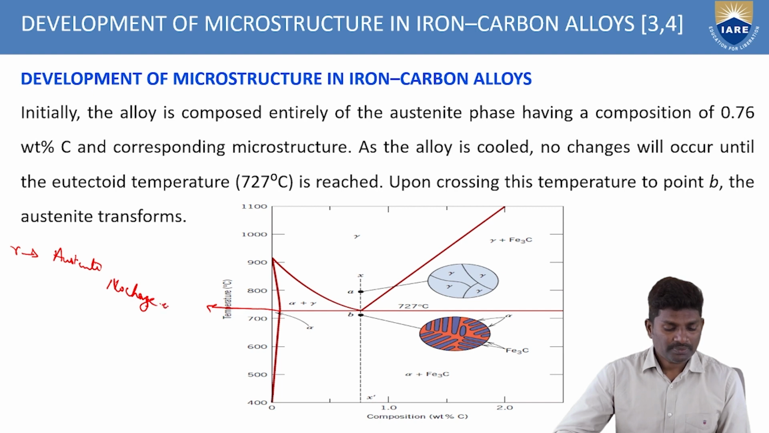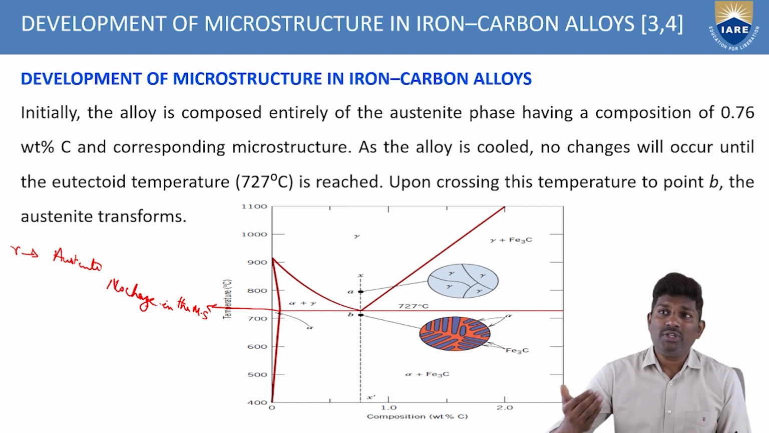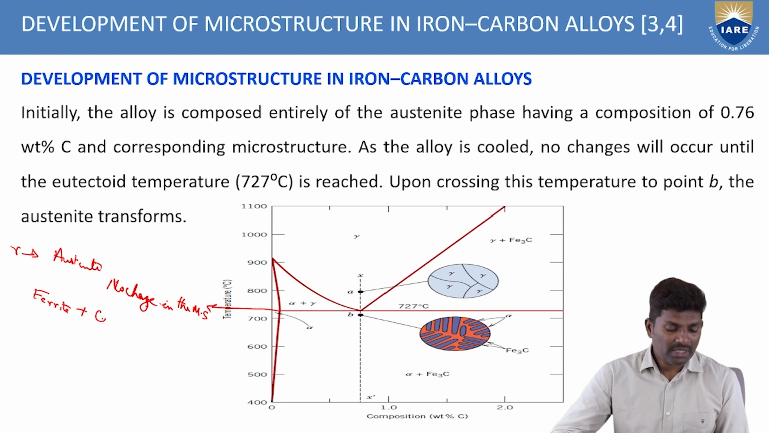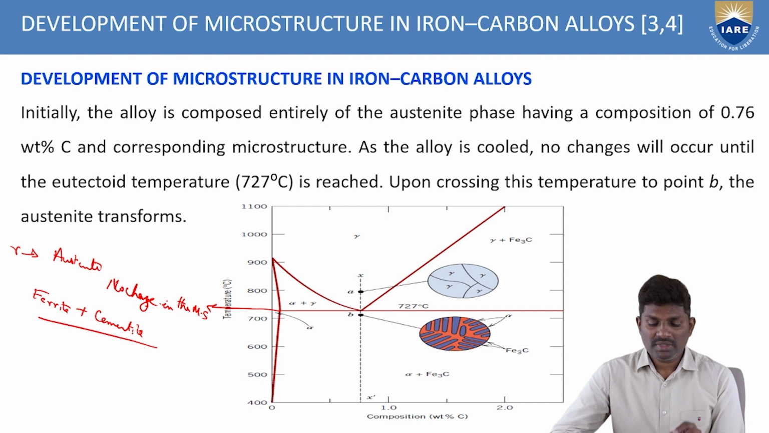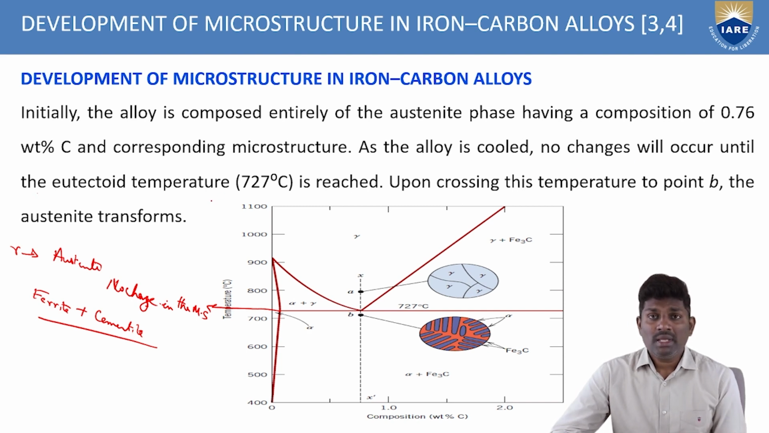No change in the microstructure. But once it crosses that boundary, that is the eutectoid temperature, slowly this austenite is converting into the ferrite plus cementite. So that is how you're seeing. So as the alloy is cooled, no changes will occur until eutectoid temperature, that is the 727 degrees centigrade.